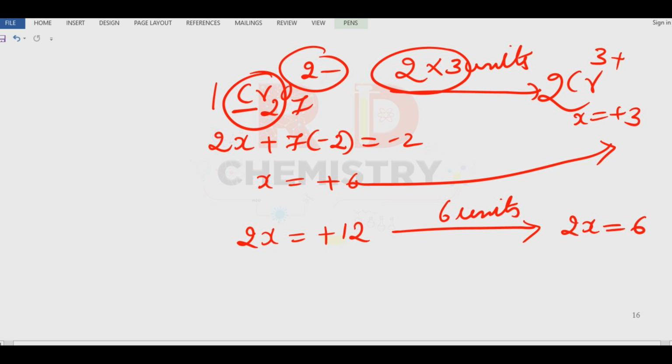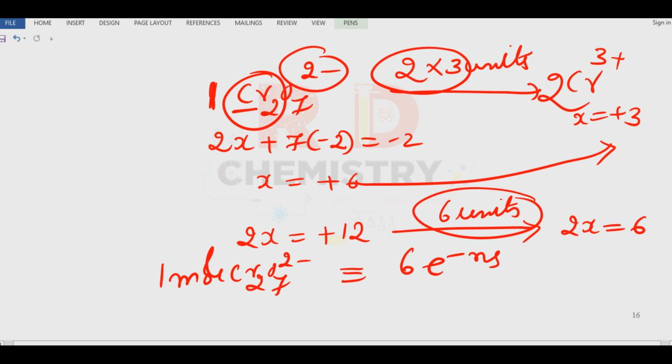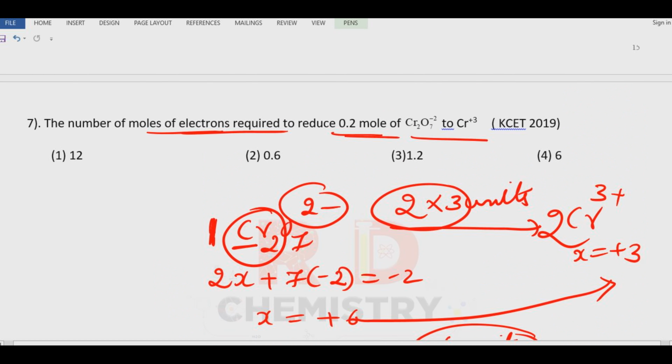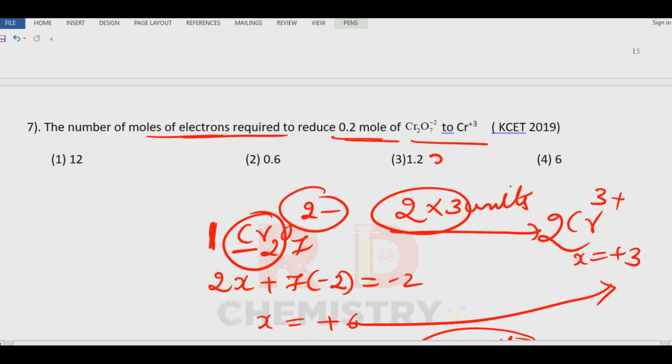Correct? For how many moles? It is 1 mole. So for 1 mole of Cr2O7 2 minus, how many electrons should be gained? Plus 12 becomes plus 6, reduction. So 6 electrons are gained, so 6 electrons are required. The question is for 0.2 mole of Cr2O7 2 minus, how many electrons are required? So you have to cross multiply. 0.2 into 6 divided by 1 is equal to 1.2. Clear? Right? So therefore, what is the option number? Option number is 3. Right? Clear?